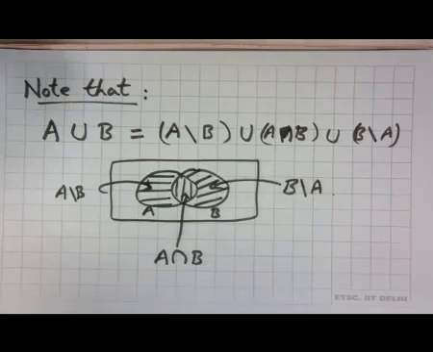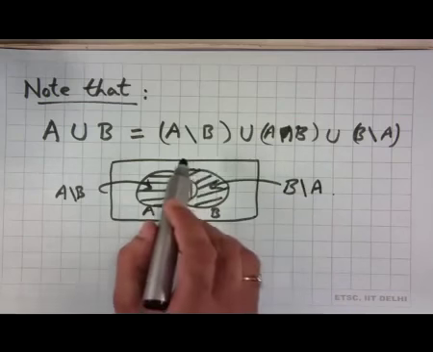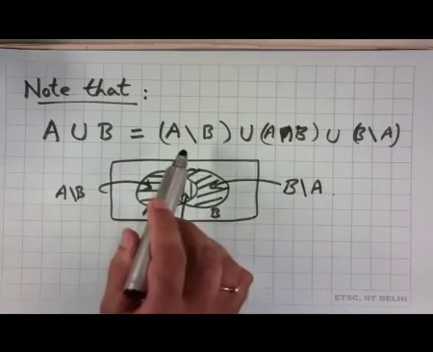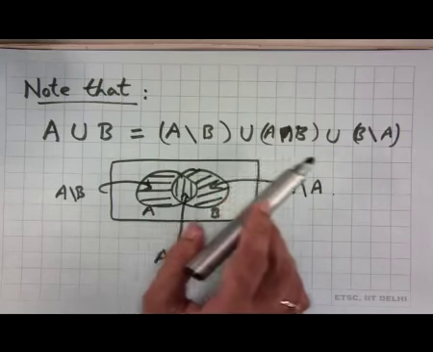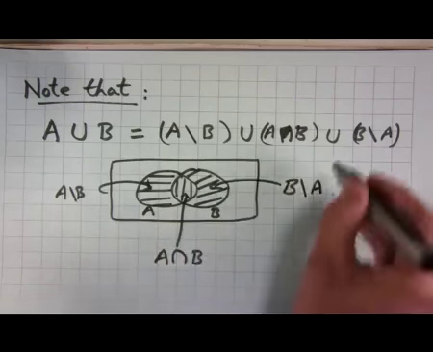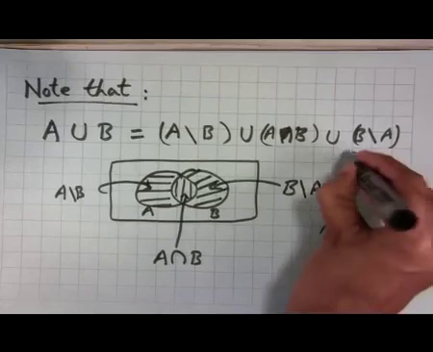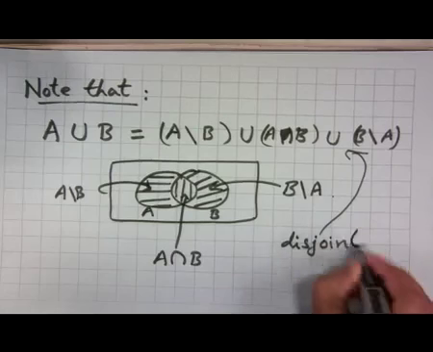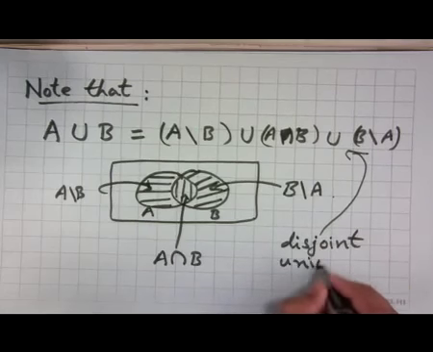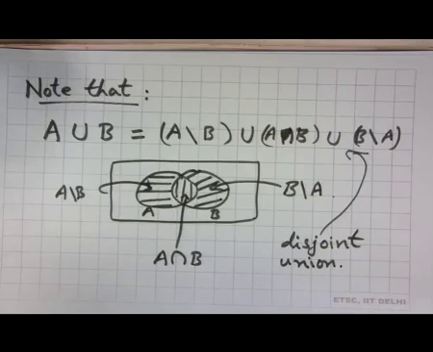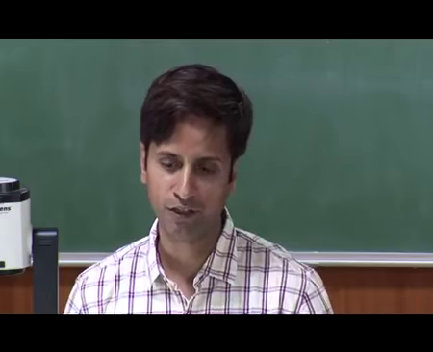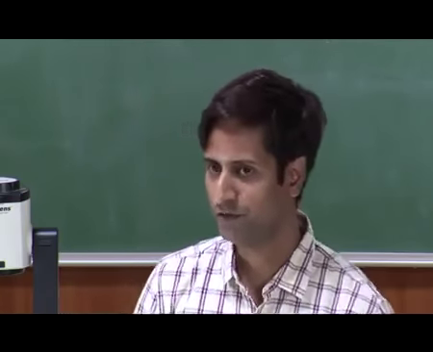So, you can see that A union B can be written as these unions, and note that here the unions are disjoint. So, there is no intersection between these three parts A minus B, A intersection B and B minus A. So, this one here is a disjoint union. So, this is something important again. To write the union of sets, we can write it as a union of disjoint sets by using this set difference and intersection.